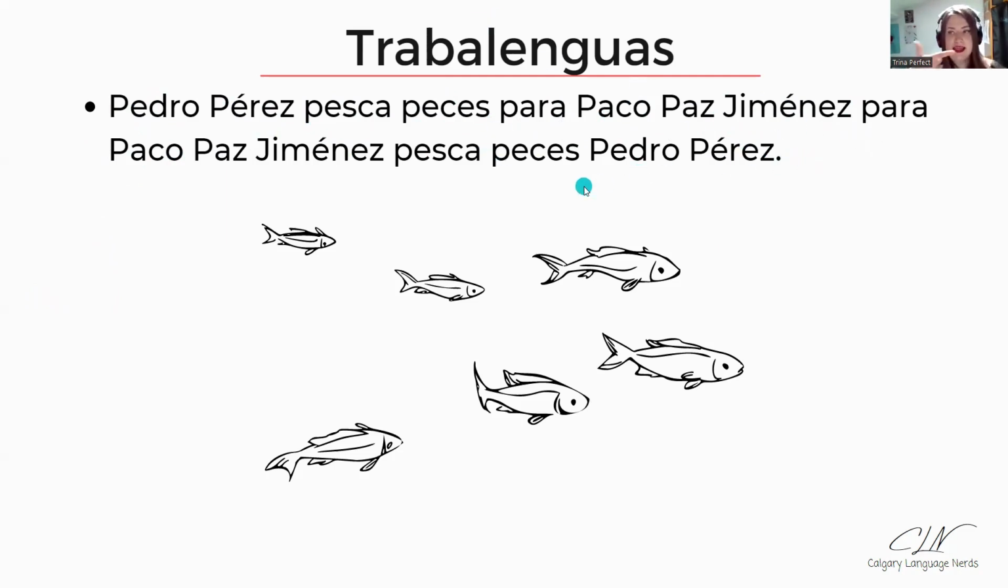Para. And then it repeats itself, but the other way around. Para Paco Paz Jiménez, pesca peces, Pedro Pérez. Okay, so yeah, it's a little bit challenging even for me because there are too many s situations, but we are going to get through it. Let's give it a go, shall we?